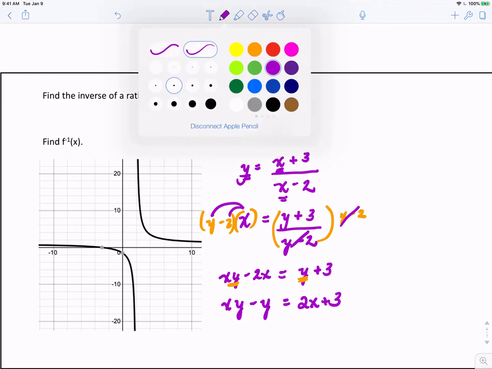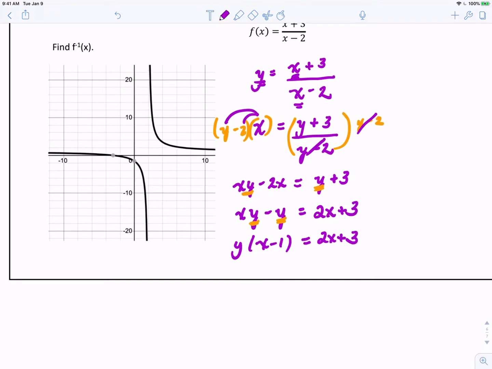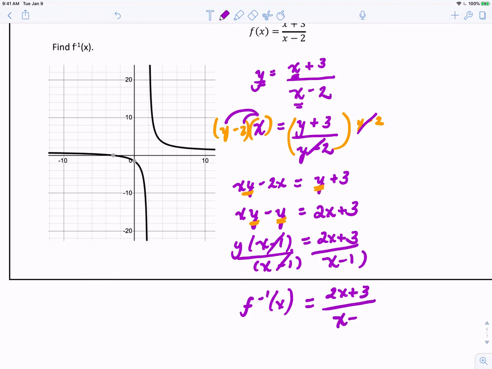Now the reason we do that, some of you might see already why we're probably going to do that, but see how both these terms have a y? That means we can factor the common factor. And remember, what do we need to do? We need to solve for y. So finishing touch would be just to divide both sides by x minus 1. These would cancel. And so we have y, or in other words, f inverse of x, is equal to 2x plus 3 over x minus 1.